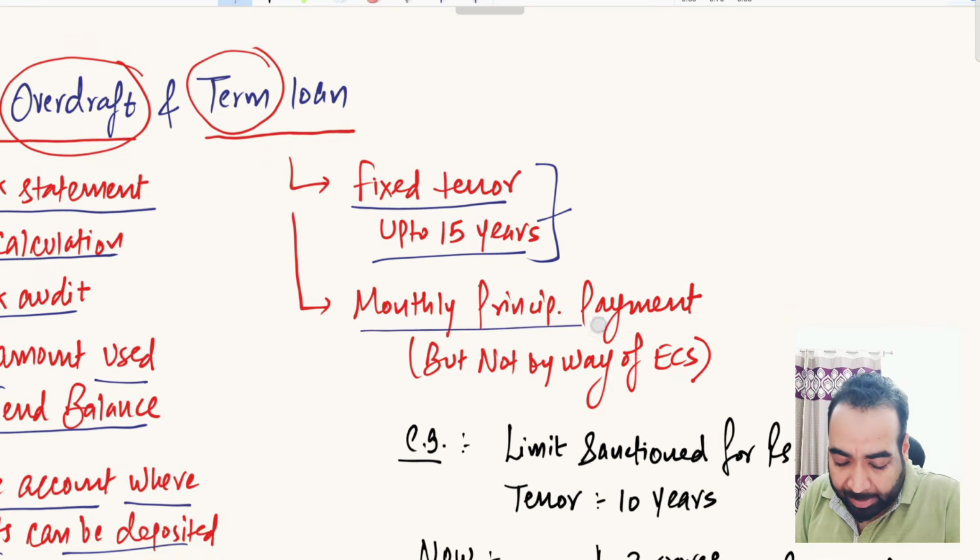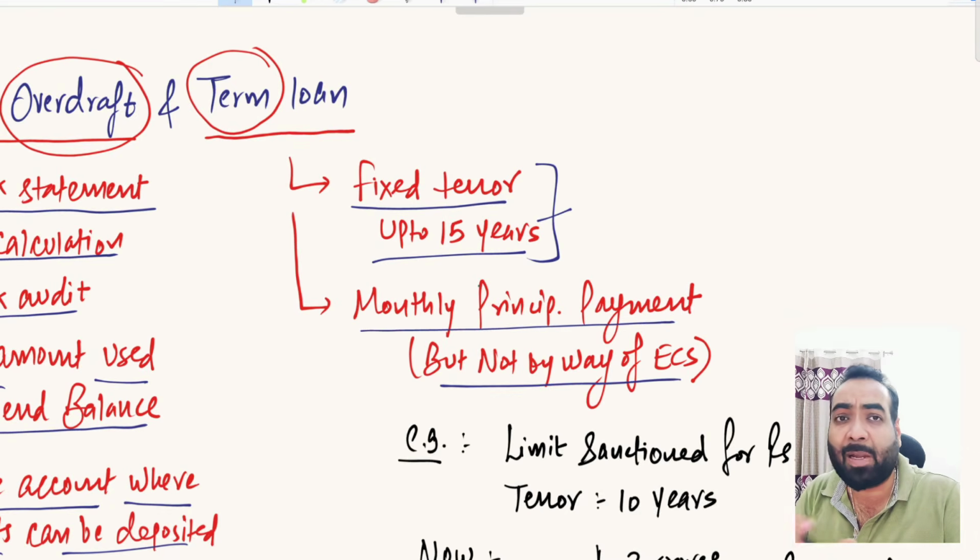So monthly principal repayment is involved, but that principal is not paid by way of ECS. Like in your term loans, when you take an auto loan from the bank or a building term loan or machinery term loan, the EMI of that loan automatically gets deducted from your bank account. But there is no EMI structure in the DLOD account.